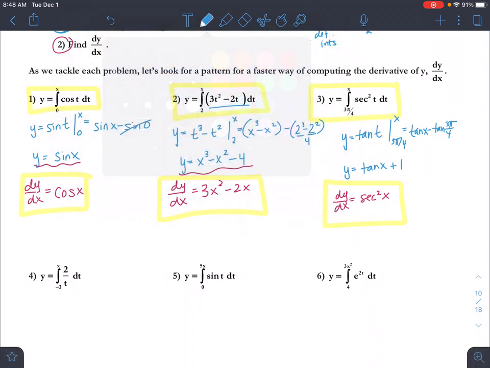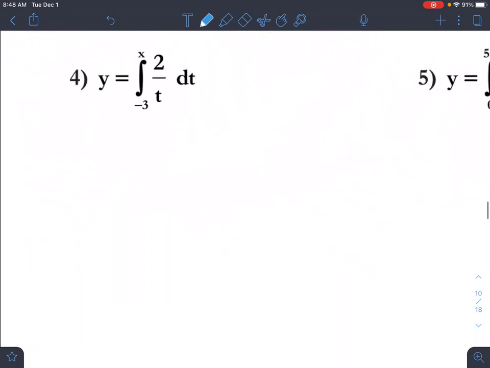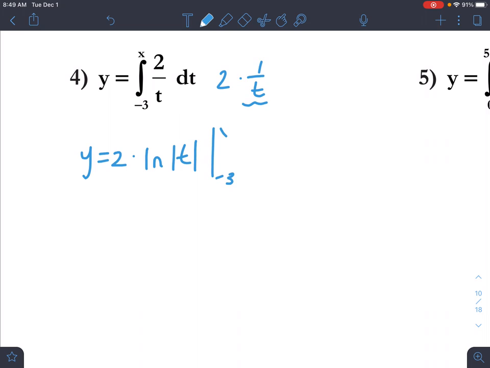We're going to try a few more. For number 4, and then numbers 5 and 6 will have a little bit of a twist. So take a look at 4. We're going to do the same process. First of all, I would rewrite this as 2 times 1 over t. The reason is, if we try to raise the power of t to the negative first, we get t to the 0th, and we should be aware this is a special one. It's natural log. So y would be equal to 2 times the antiderivative of 1 over t, which is natural log of t, from negative 3 to x.